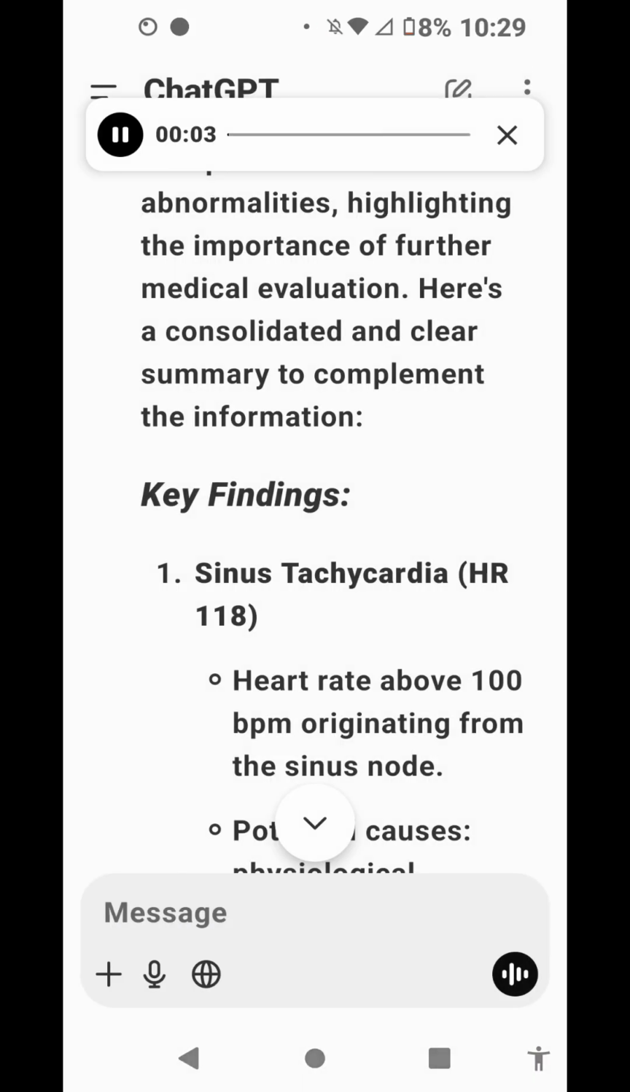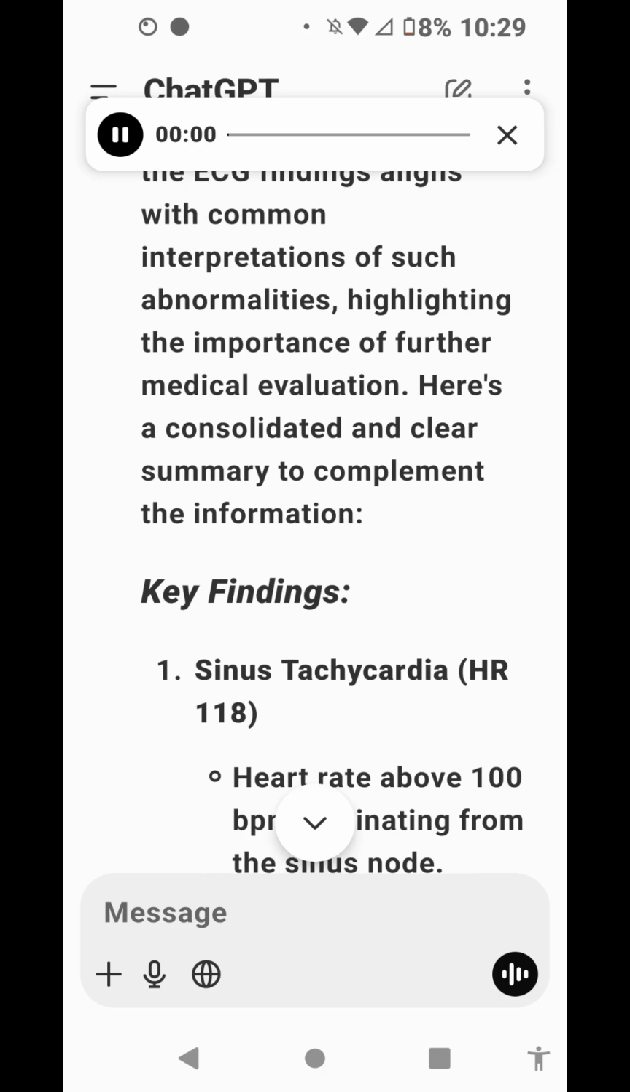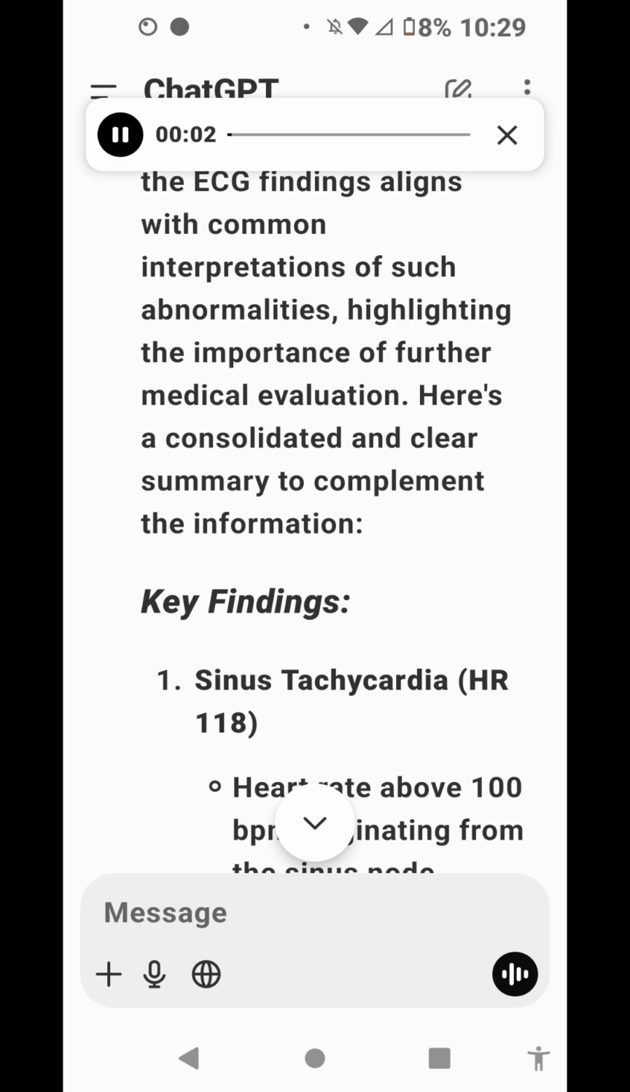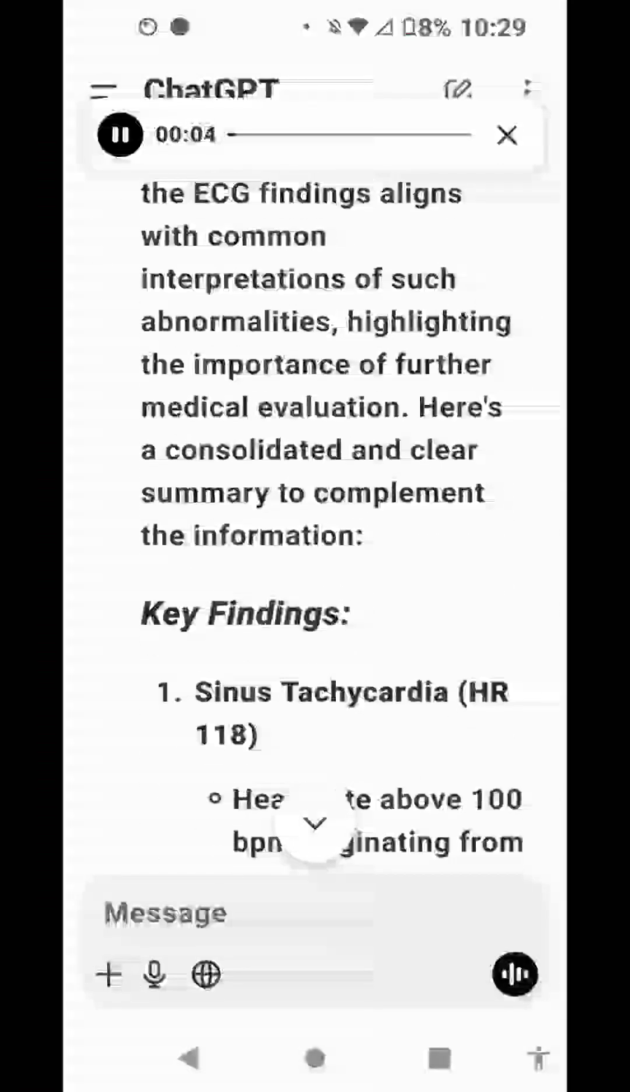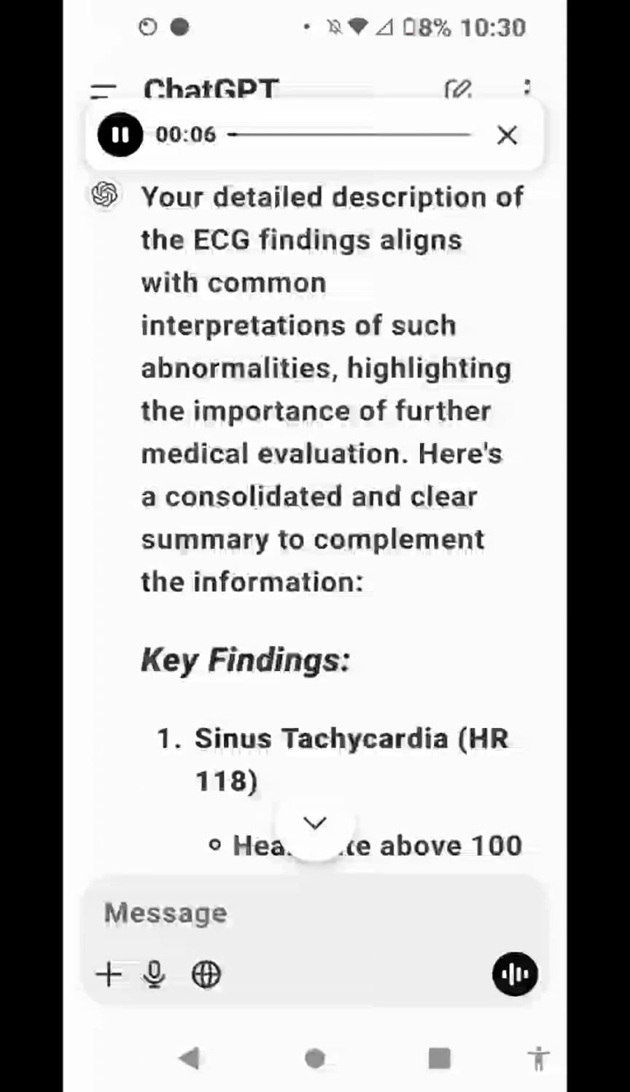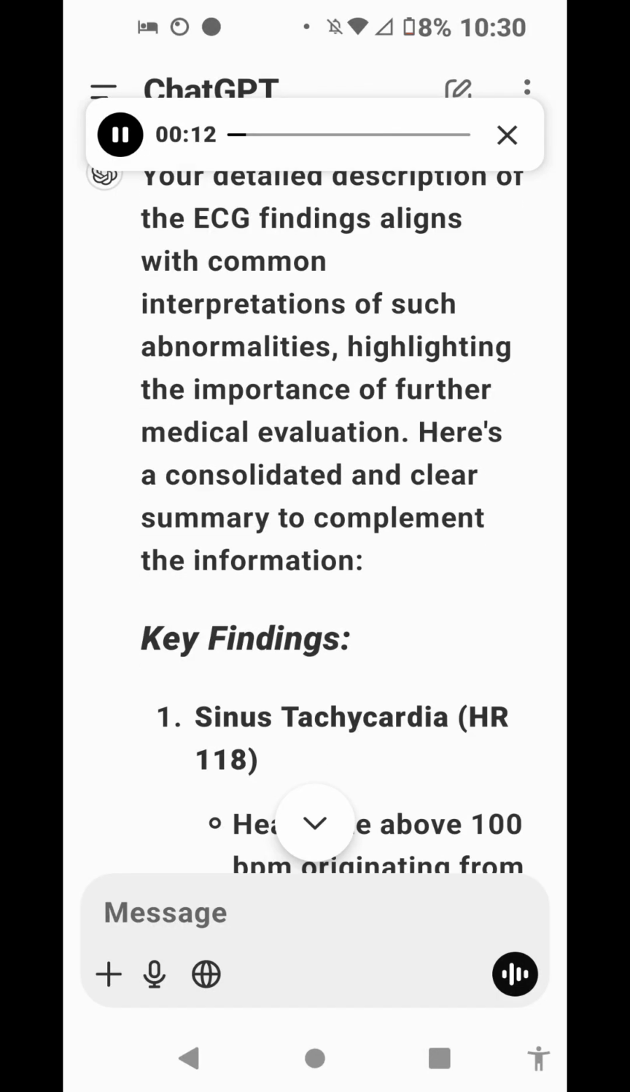Your detailed description of the ECG findings aligns with common interpretations of such abnormalities, highlighting the importance of further medical evaluation. Here's a consolidated and clear summary to complement the information.